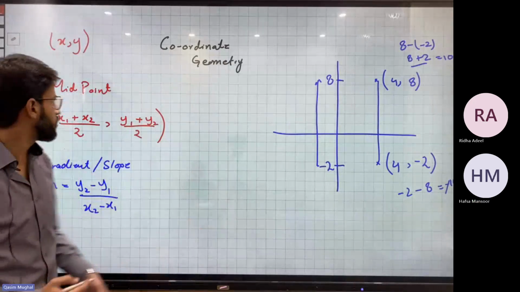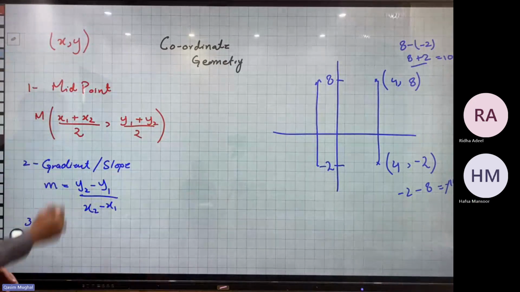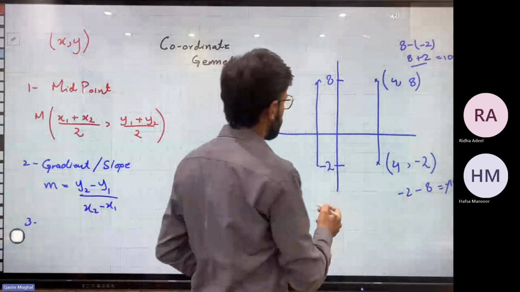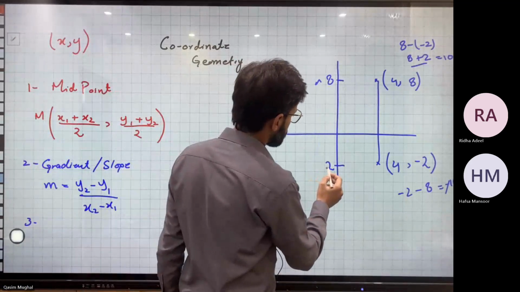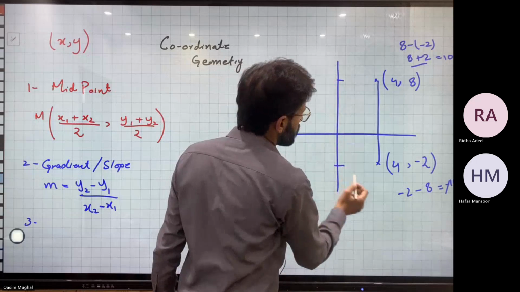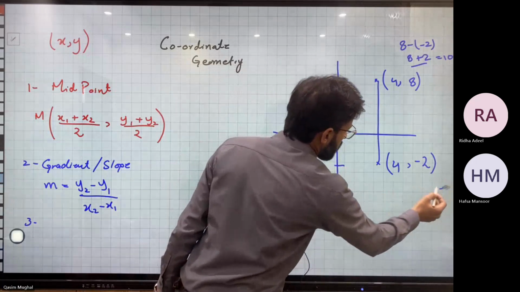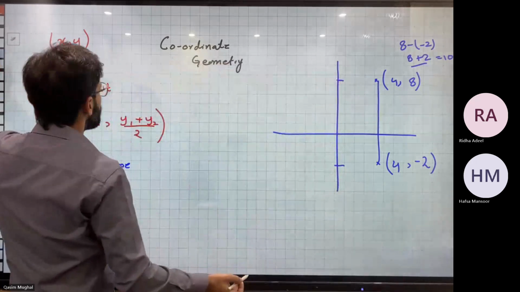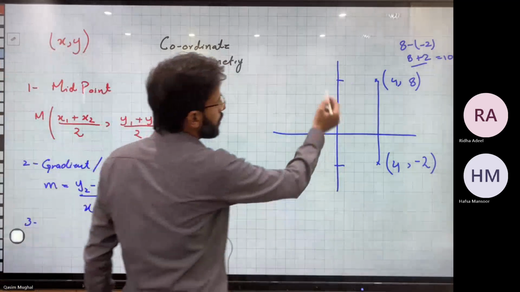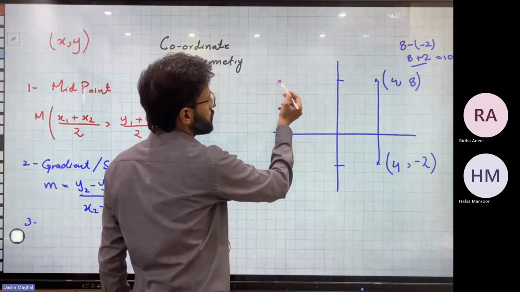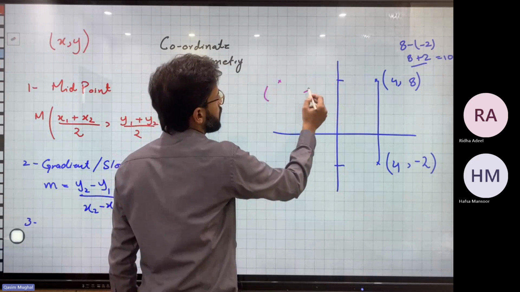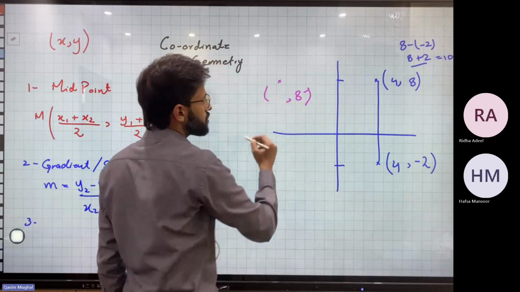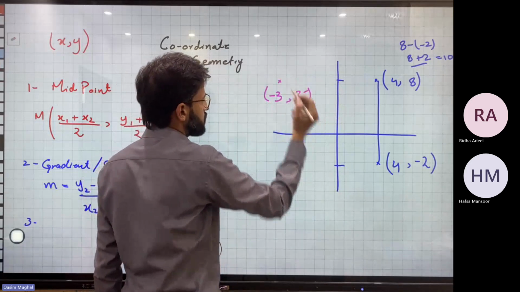Exactly the same concept applies on horizontally aligned points. For example, I have a point over here. Let me do this. So let's suppose that I have a point over here, which is horizontally aligned with that one. So if they are horizontally aligned, their y values are going to be the same. So let's suppose x values are different.